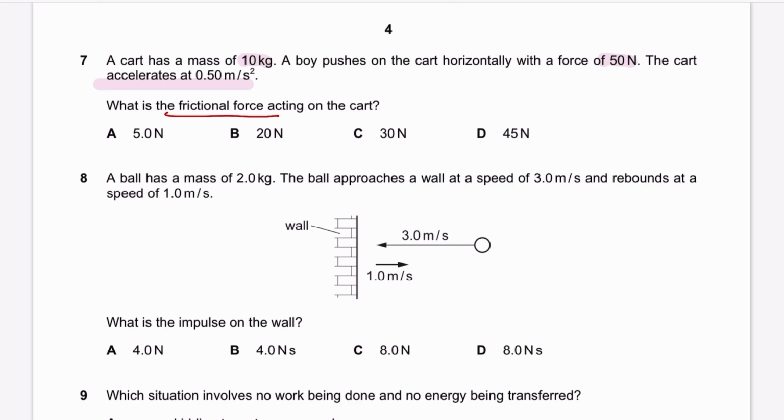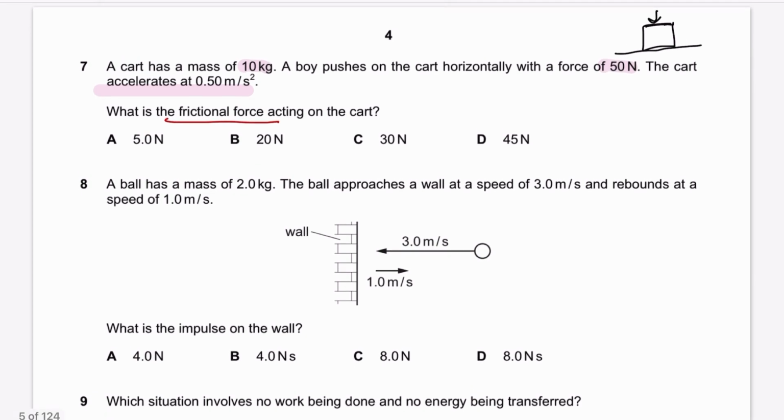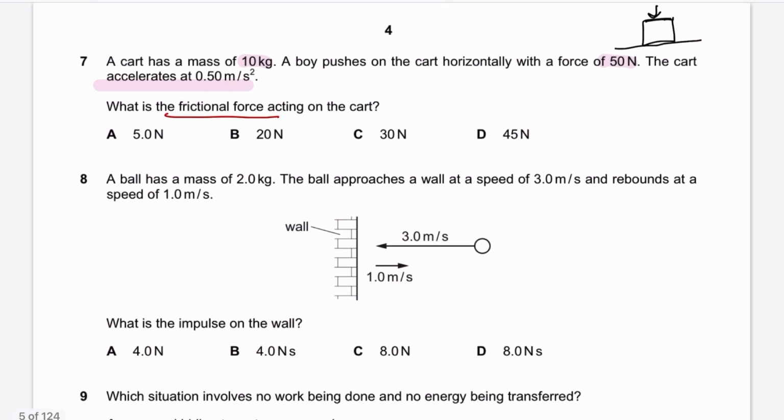Now, the frictional force is actually the force with which work is not done. The force might be applied on the object, but that force isn't exactly causing any work to be done. For example, we have an object on the floor, and you're pushing it downwards. You are applying the force on the object, but it's not moving. So the force is frictional.